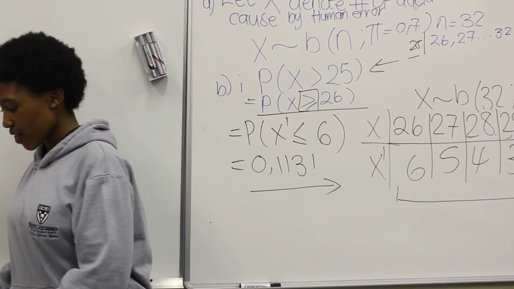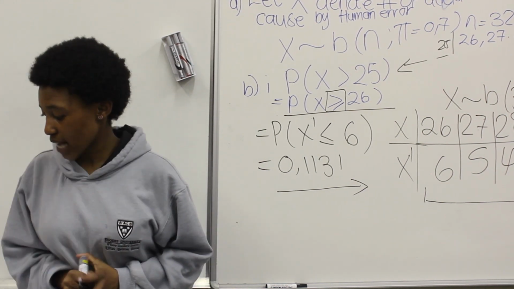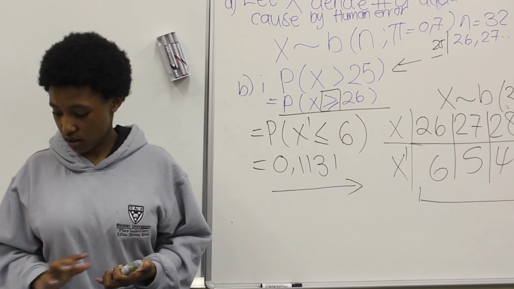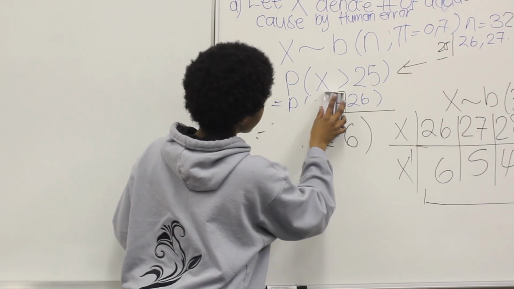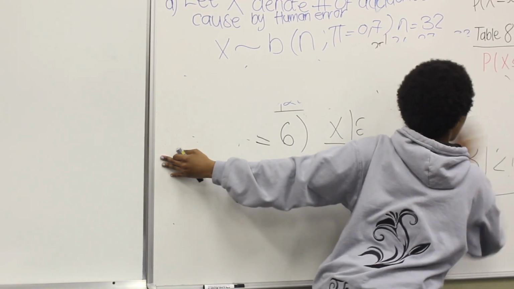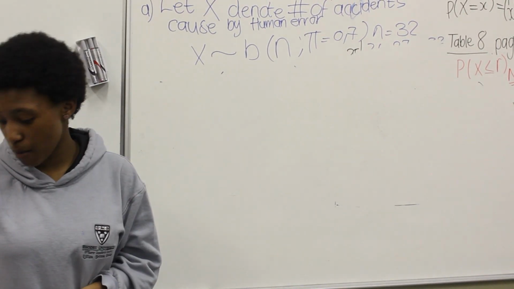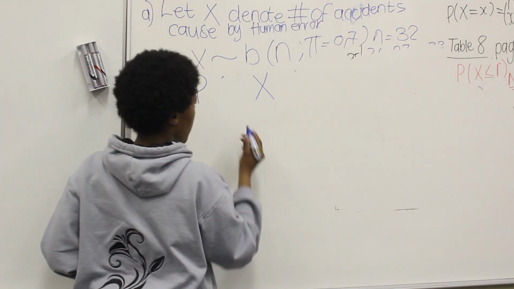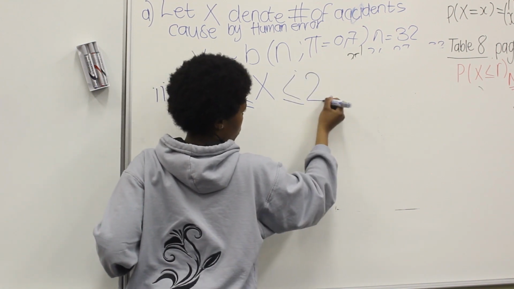And then we're going to go on to the second part, which is Roman numeral 2, which is asking us for the probability that x is between 20 and 25 inclusive of the accidents, right? So I can erase all of this. So now we're looking for the probability that x is greater than or equal to 20 and less than or equal to 25.